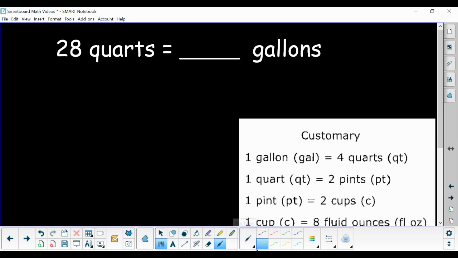And what you're going to be using here is a proportion. So let me just set up my proportion. That's what you want to do anytime you're working with customary conversion. Set a proportion up.